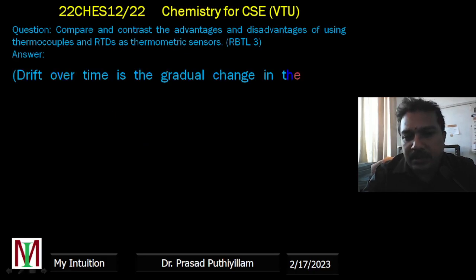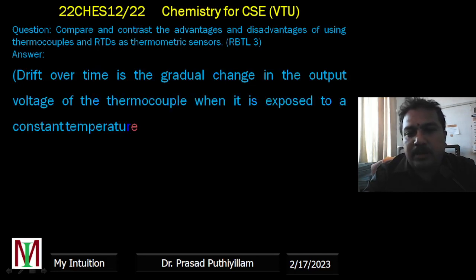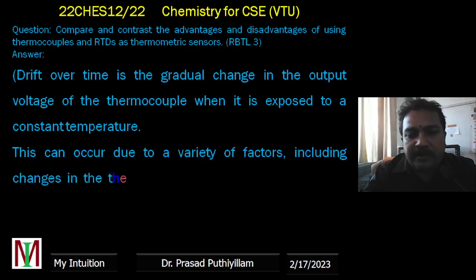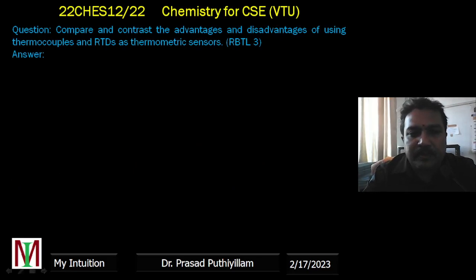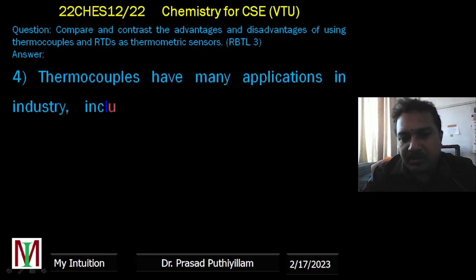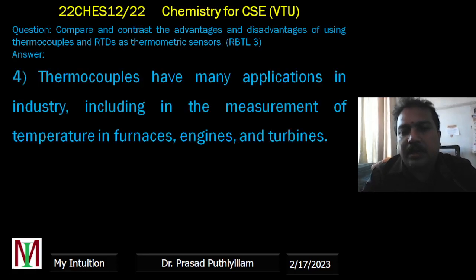Drift over time is the gradual change in the output voltage of the thermocouple when it is exposed to a constant temperature, which can occur due to a variety of factors, including changes in the thermocouple material, the insulation changes, or exposure and consequent corrosion of the metal, because it is a metal which is used. That slow change in the output voltage is due to the drift over time, or due to the corrosion, or the insulation. Some of the parts are kept insulated. If the insulation is gone, then it happens.